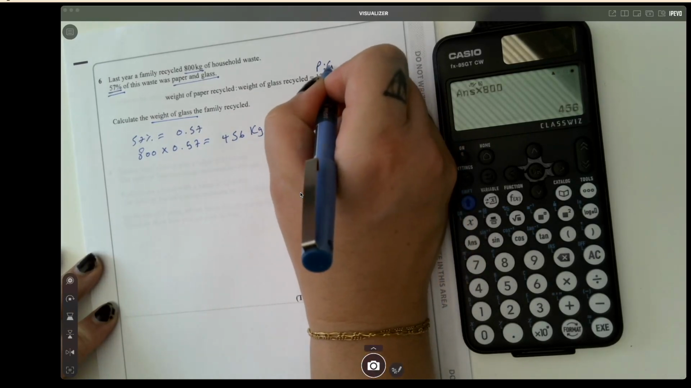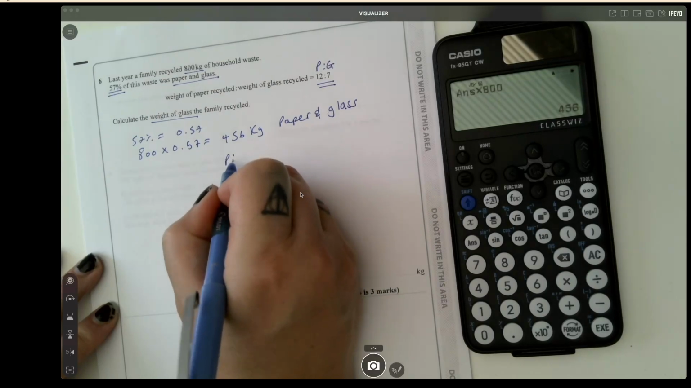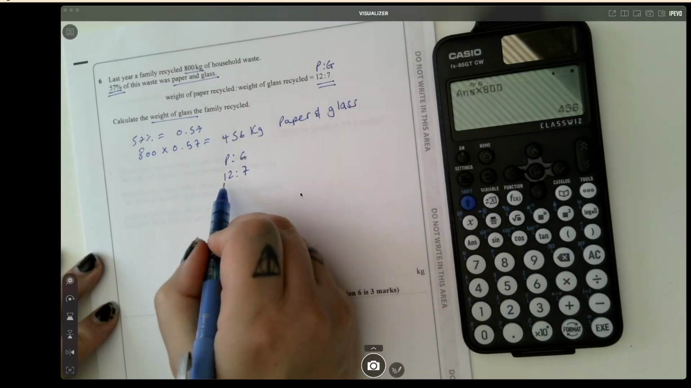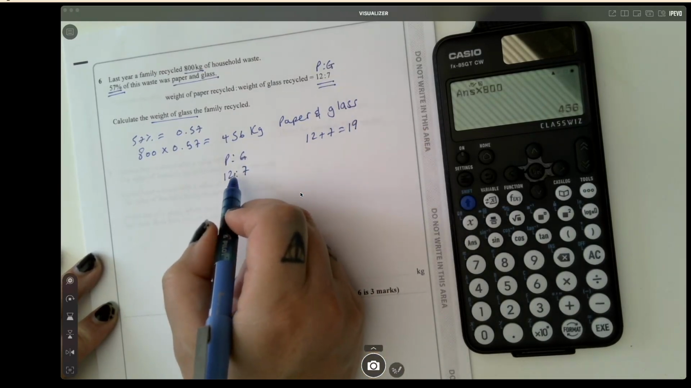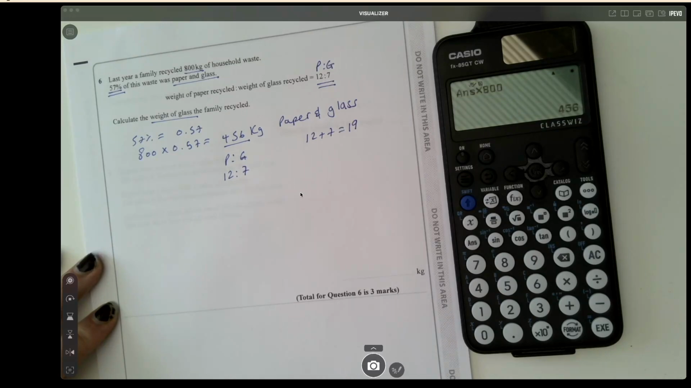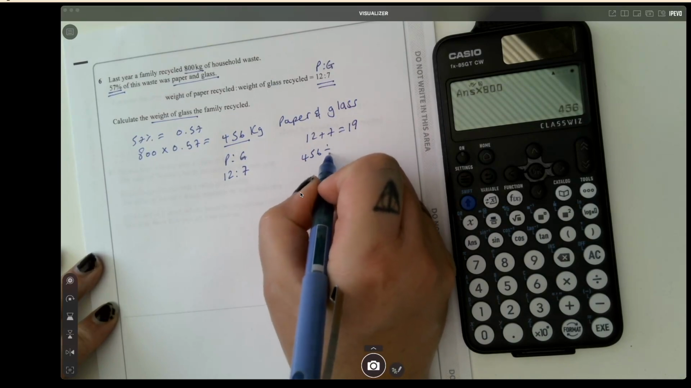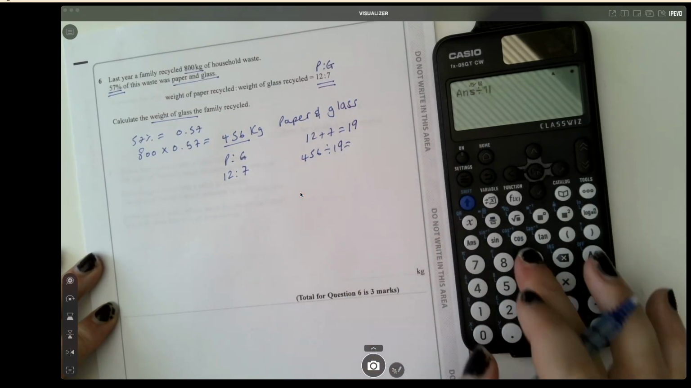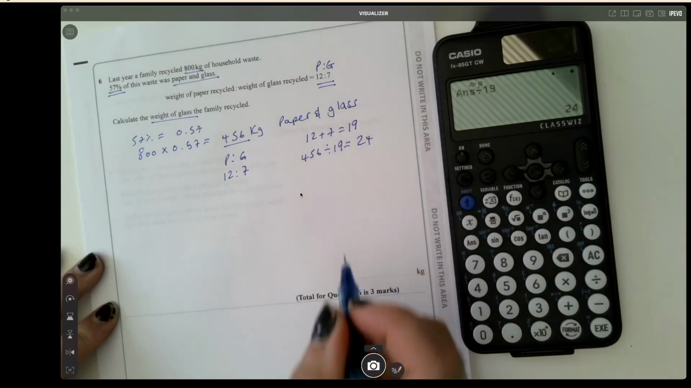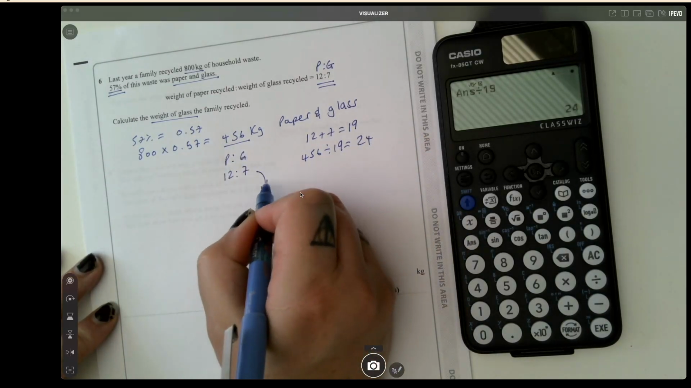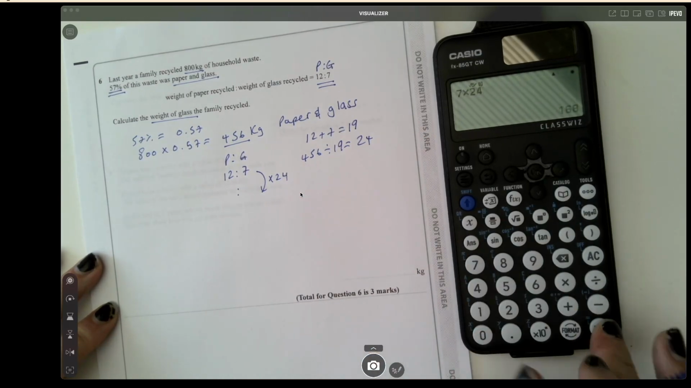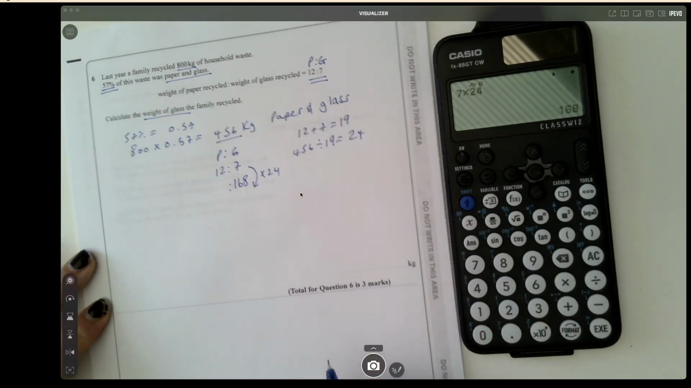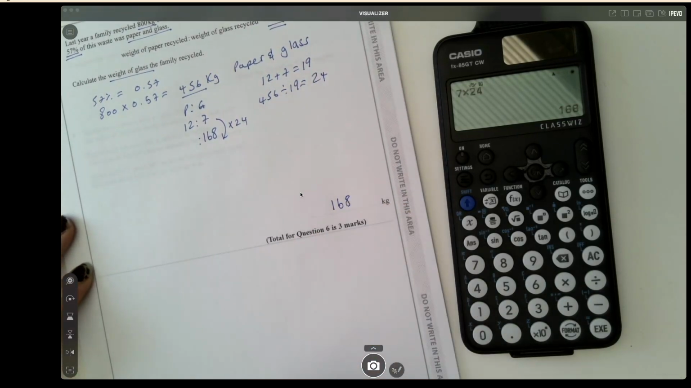So it's paper to glass. So paper to glass is 12:7. 12 plus 7 is 19. So there's 19 parts in total. So I need to share the 456 kilograms into 19 parts. So 456 divided by 19 is 24. Now I'm only interested in the weight of glass, so I could just multiply this side by 24. So 7 times 24 is 168. So 168 kilograms of glass.